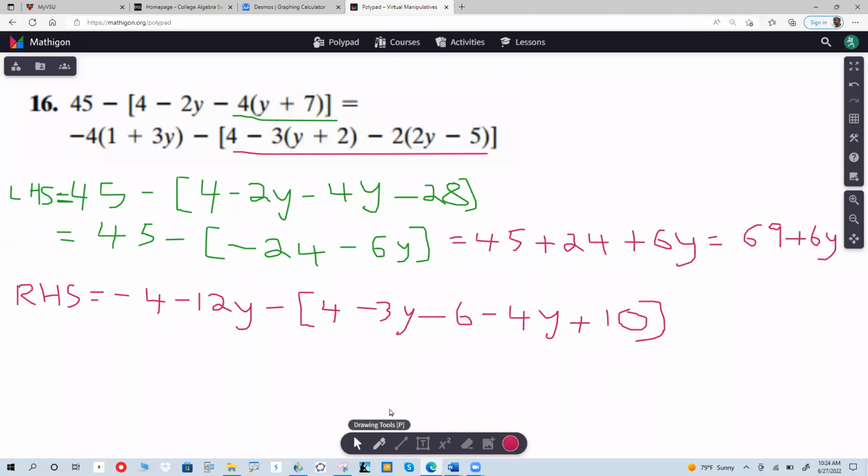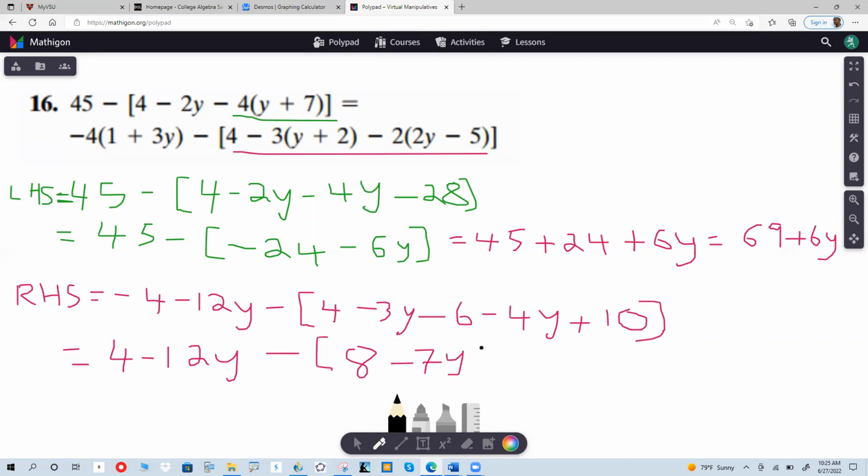Now I'm going to work on this guy. So I'm going to say 4 minus 12y. All right, this guy, 4 and minus 6 and 10. 10 plus 4 is 14. 14 minus 6 is 8. Negative 3y, negative 4y is negative 7y. That looks much better to me.